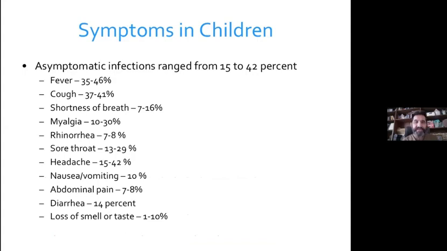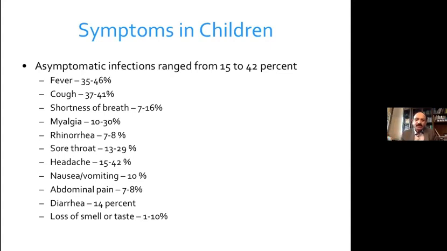Anyway, I think symptoms in children, there are more children who are asymptomatic as compared to adults. And if you look at the data, up to 40% of children, even when they are infected, don't know whether they are infected or not. But once they do get infected, the symptoms are quite classical: fever, cough, shortness of breath, myalgias, rhinorrhea, sore throat, headaches, nausea and vomiting, abdominal pain.